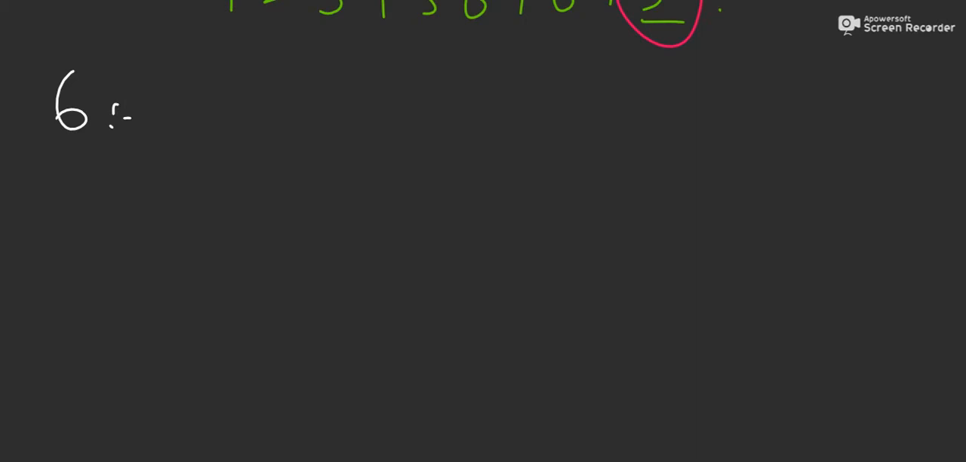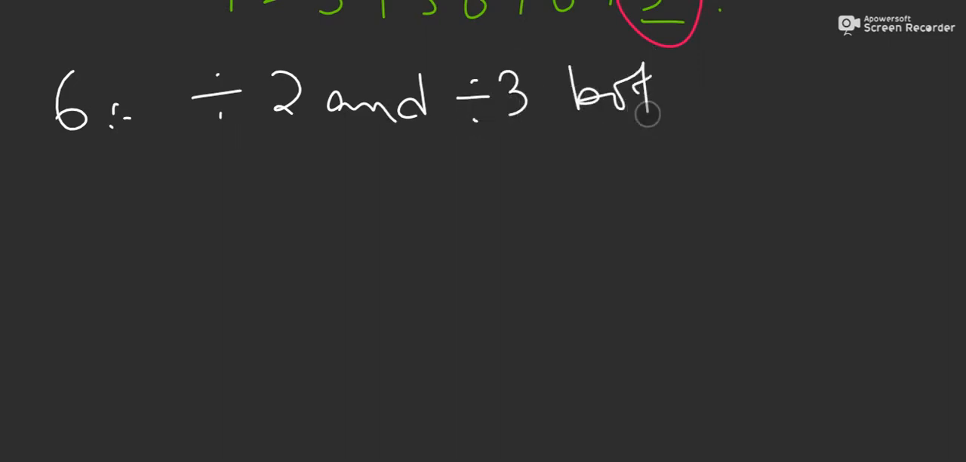If a number is divisible by 2 and divisible by 3 both, then that number is divisible by 6. Let's suppose I am giving you here the example 6624.